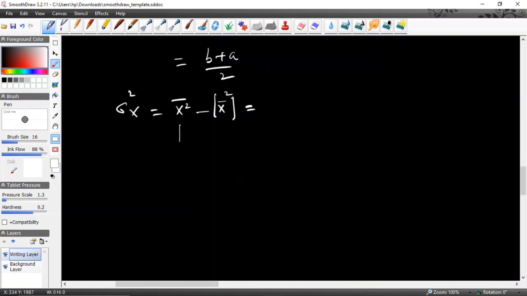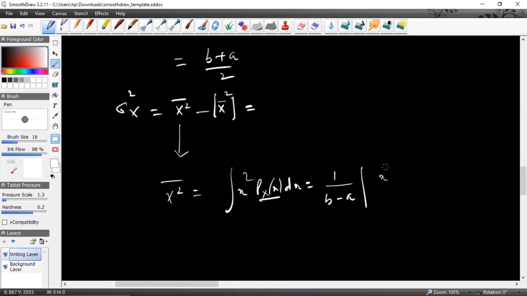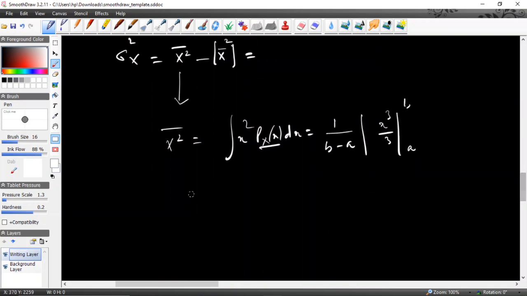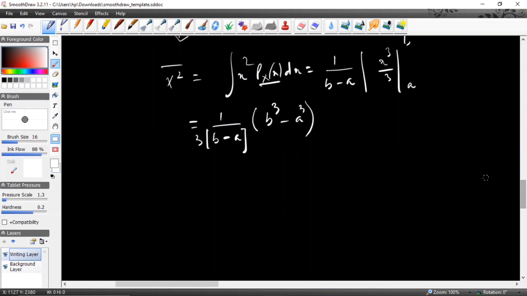So what you need to find is the mean square value, and that will be the integral of x square p(x) dx. This is again 1 by (b minus a) times the integral of x square, which becomes x cube by 3, with limits from a to b. That is 1 by (b minus a), or 1 by 3(b minus a) you can write, into (b cube minus a cube).